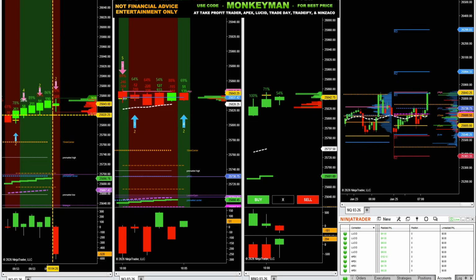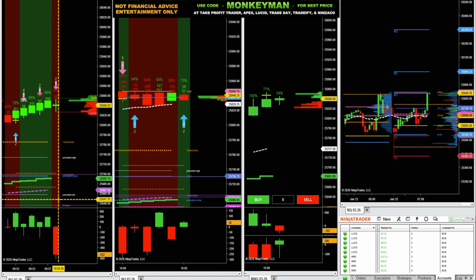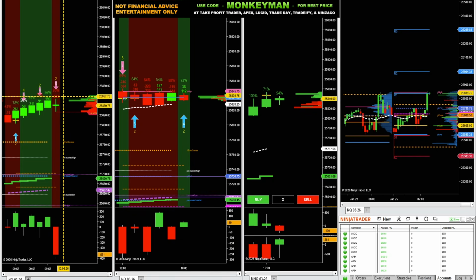So if we break below this red line here, probably a good shorting opportunity. But if all this negative delta gets eaten up and we break above this green line, probably a nice long opportunity there.